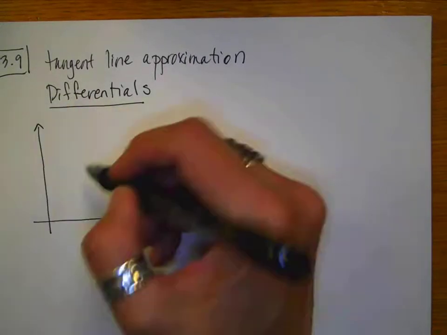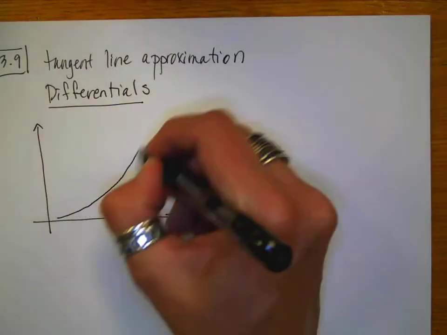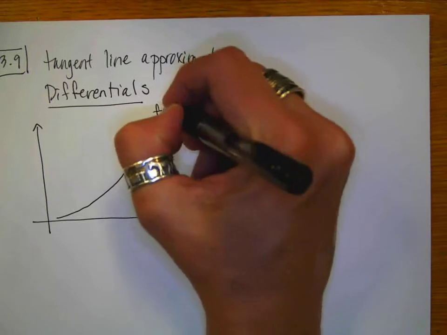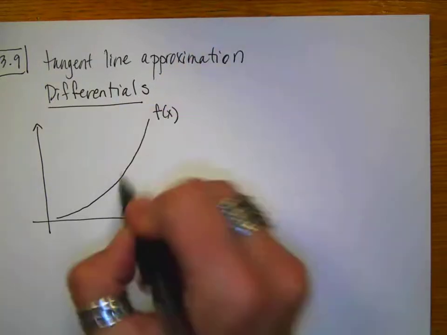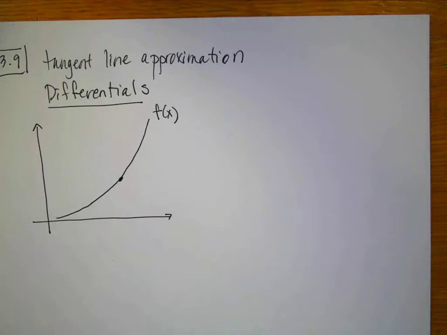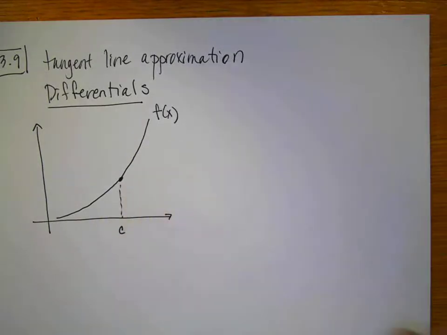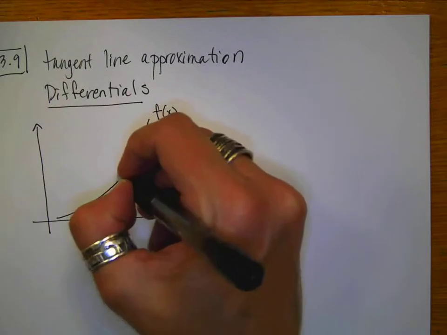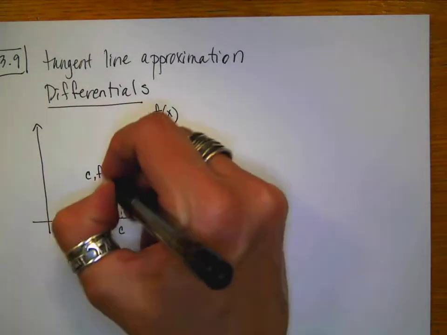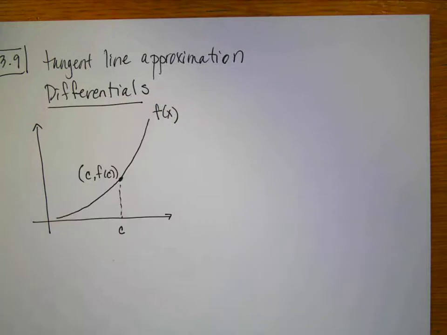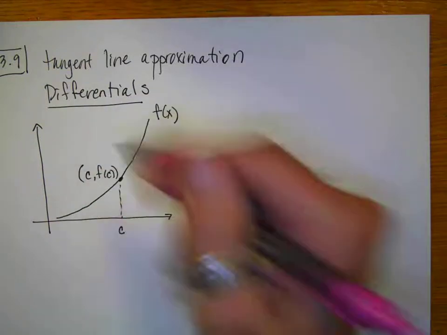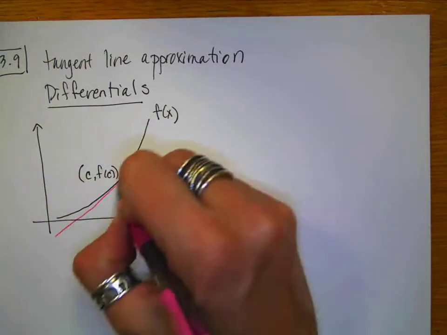So here's going to be my handy dandy graph, and I'm going to have a function, okay? So I'm going to call this my function, f of x. And then at some place along the function, I'm going to have a point, and the value of that point is c, and then of course the y value. So this is c, f of c, and that would be that point right there, okay?